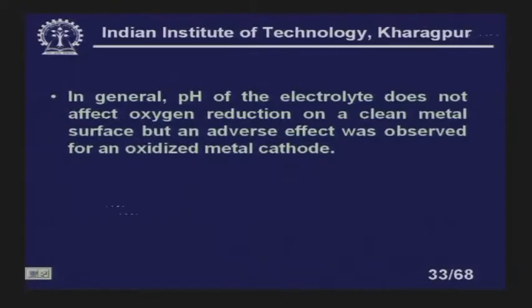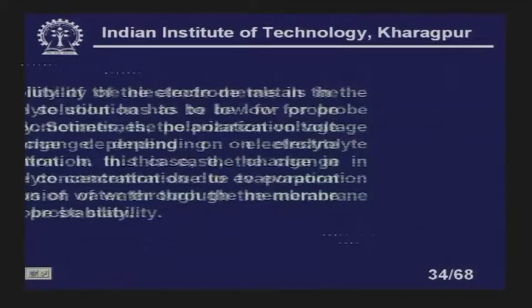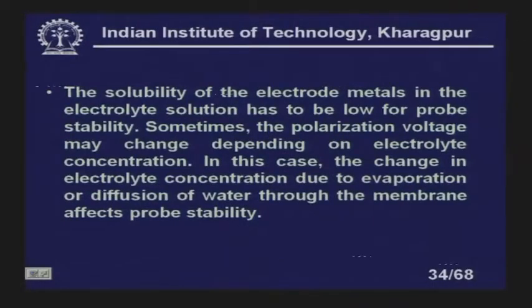In general, the pH of the electrolyte does not affect oxygen reduction on a clean metal surface, but an adverse effect was observed for an oxidized metal cathode. The solubility of the electrode metals in the electrolyte solution has to be low for probe stability. Sometimes the polarization voltage may change depending on the electrolyte concentration. In this case, the change in the electrolyte concentration due to evaporation or diffusion of water through the membrane affects probe stability, because any liquid you will find when you make the reactions is mostly water. So, water may diffuse through the membrane, and that will again change the properties of the electrolyte.